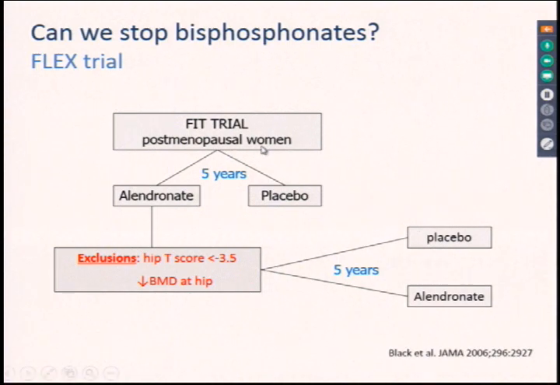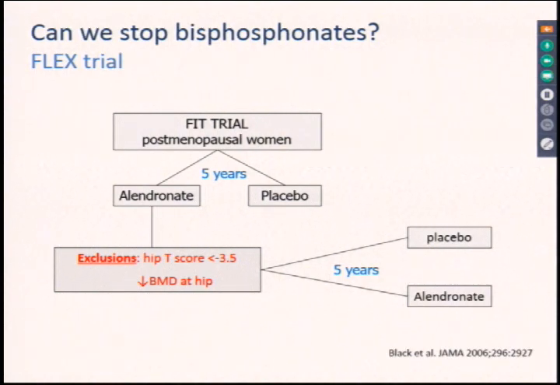And is it safe to do it? How about osteoporotic fracture? I'm going to stop it to decrease their subtrochanteric fractures, but am I going to give them a ton of vertebral fractures and a ton of femoral neck fractures from osteoporosis? I think the best answer comes from the FIT trial, which is the original Alendronate trial. The FIT trial enrolled postmenopausal women for 5 years, and they gave them either Alendronate or placebo for 5 years. This is what I showed you earlier. This is where the bone density got better and the risk of fracture got down, and all is good at 5 years.